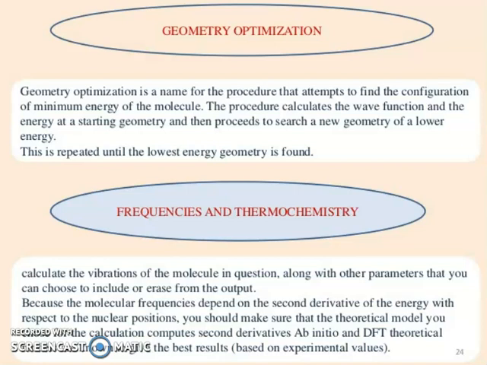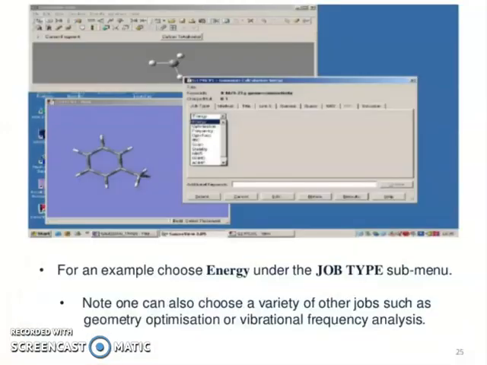Frequencies and thermochemistry. Calculate the vibrations of the molecule in question along with other parameters that you can choose to include or erase from the output. Because the molecular frequency depends on the second derivative of the energy with respect to the nuclear position, you should make sure that the theoretical model you choose for the calculation computes the second derivative. Ab initio and DFT theoretical models are known to give the best results compared to the experimental values. So you have the toluene.